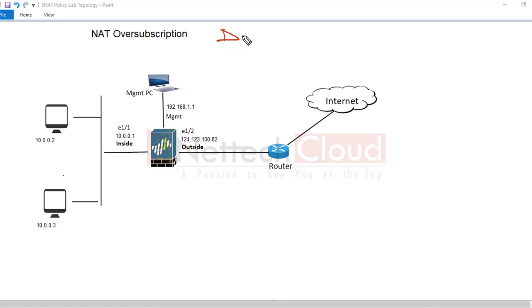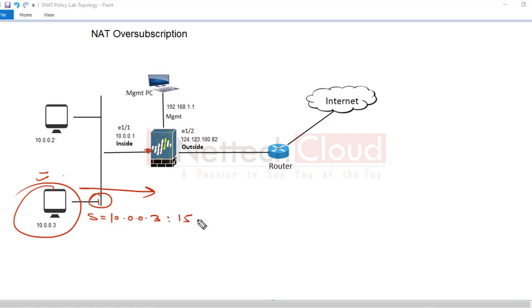I'm starting with dynamic IP and port translation first, and then I'll talk about NAT oversubscription. On the LAN segment, there are two host devices, one with the IP 10.0.0.2, another machine with the IP 10.0.0.3. If 10.0.0.3 wants to access any destination over the internet, it sends a request packet that hits the firewall. The source IP address here is 10.0.0.3, and the source port is any random port number, generally a higher port number beyond 1024, and the destination address here is 8.8.8.8 and let's say port 23.